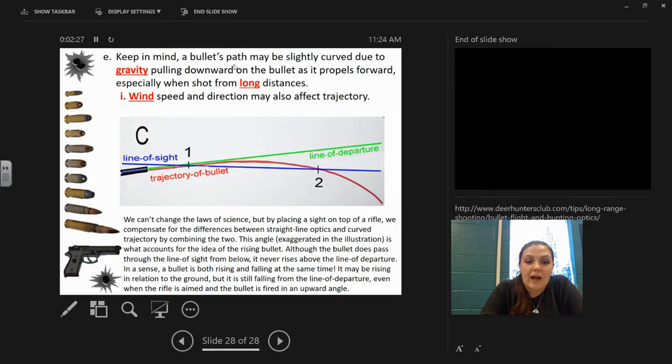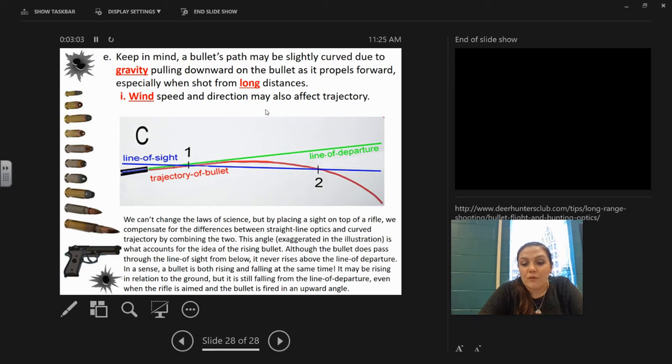So keep in mind that a bullet's path may be slightly curved due to gravity pulling downward on the bullet as it propels forward, especially when shot from long distances. So the further away the shooter is, the more gravity is going to impact it, so then you might be a little off. So when I say that you can get the height of a shooter, you can, but the further away they were when they shot the gun, it's going to mess up their height a little bit. So they're like ish high, not definitely exactly where it came from, because gravity is going to affect the outcome.